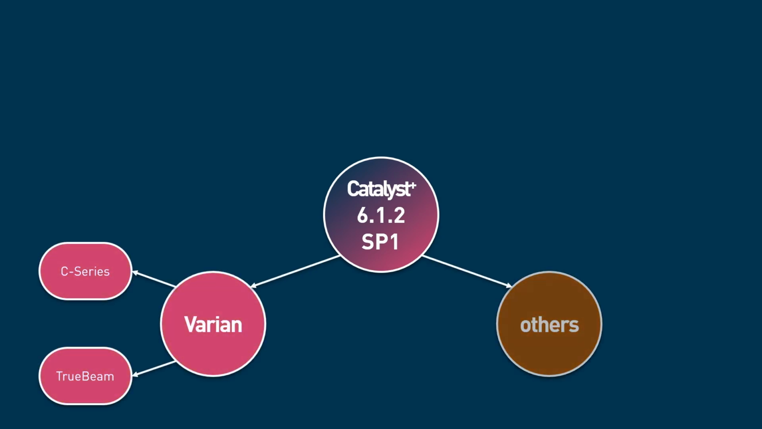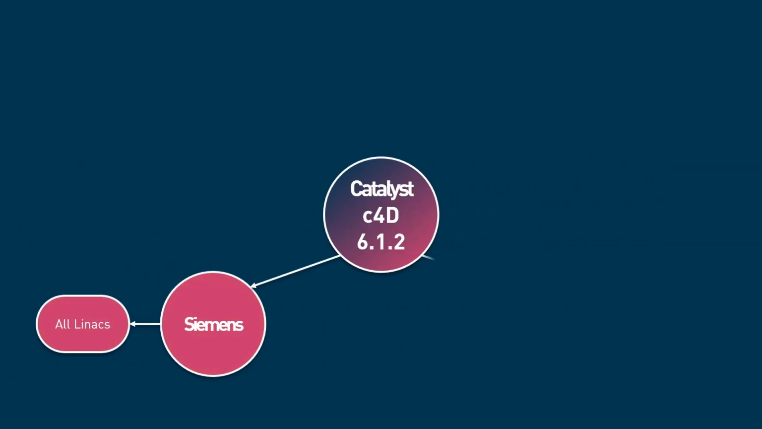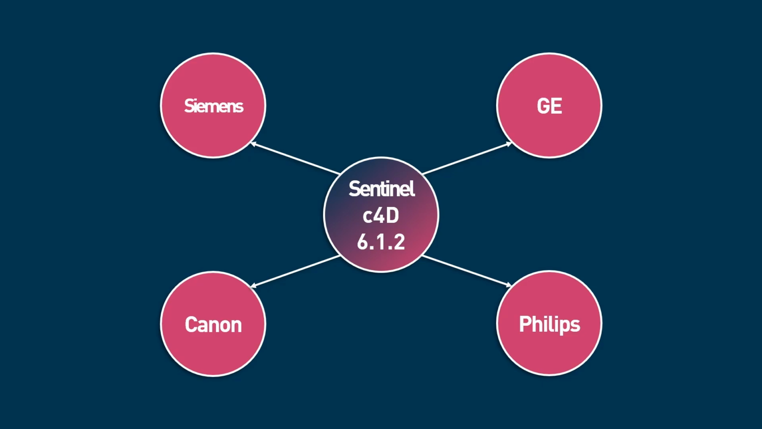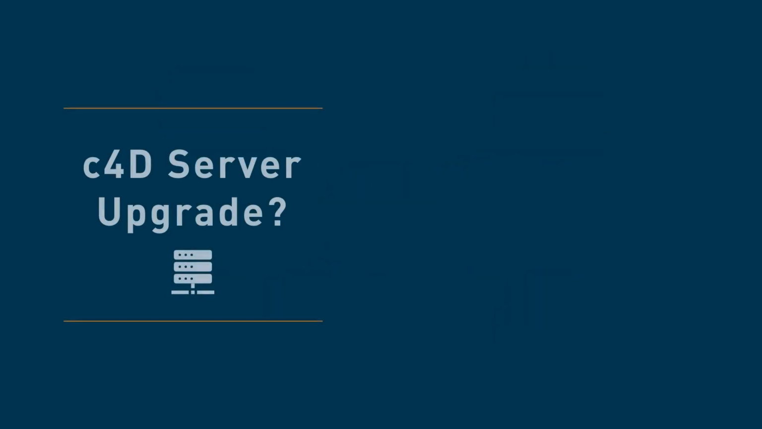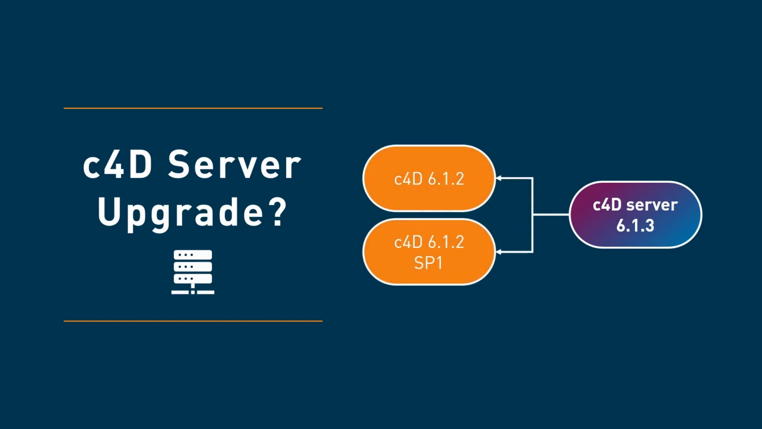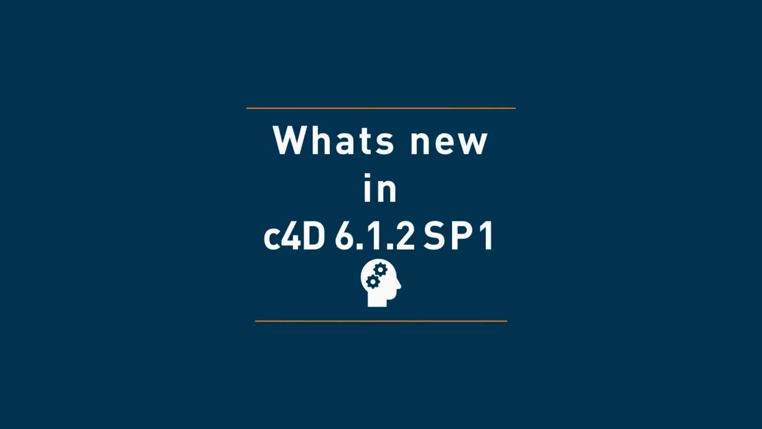And all remaining installations, such as Siemens Linux and IBA Proton for instance, the latest valid software for c4D remains 6.1.2. Also all CT installations with Sentinel 4D CT remain on 6.1.2. And finally, the c4D server also needs to be upgraded accordingly for 6.1.3 Service Pack 1. And the great thing is that this version is also downwards compatible to 6.1.2 for the first time, which makes client-by-client upgrades much easier in the field. Now that we know all valid configurations, let's go through all the relevant changes and details and how they might affect you and what you can expect from them.